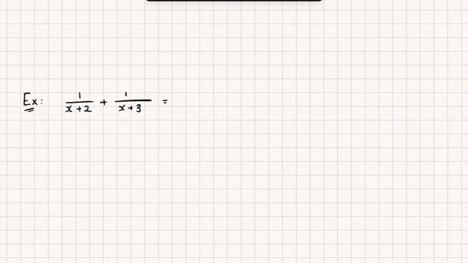If I multiply top and bottom by x plus 3, I'm going to get x plus 3 over x plus 2, x plus 3. And if I look at that second term, I want to make the denominator x plus 2 multiplied by x plus 3, and so I'm going to have to multiply numerator and denominator by x plus 2. So let's do that. I'm going to get x plus 2 over, again, x plus 2, x plus 3.